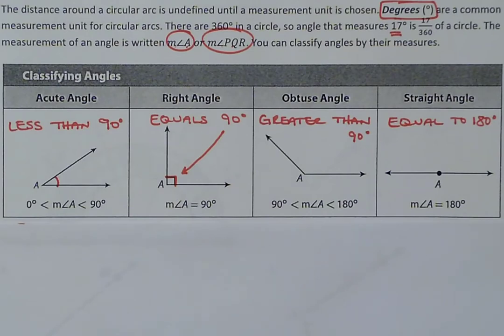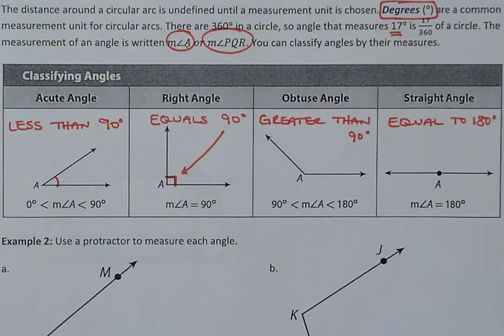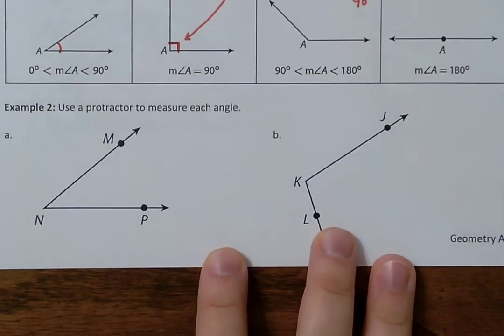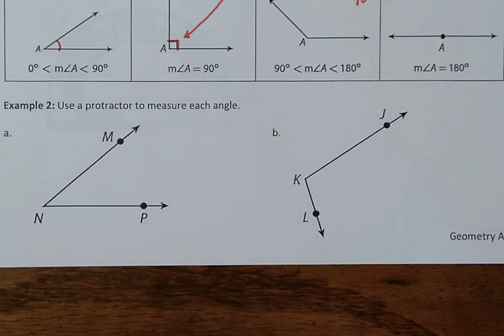Really just keep in mind acute, right, and obtuse, and that's really going to be the main ones we talk about. All right, next for example 2, we are going to talk about how to go through and find the measure of the angles using a protractor. Now, in case you have not used a protractor or it's been some time, okay, we're going to go through and practice this.